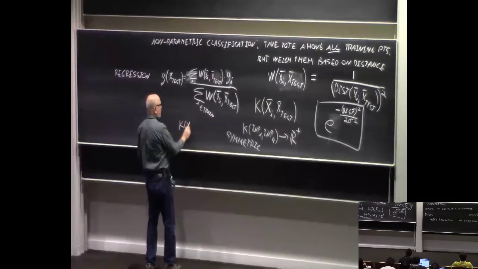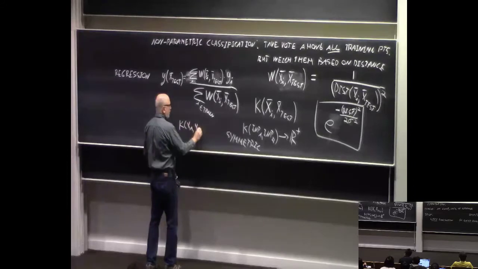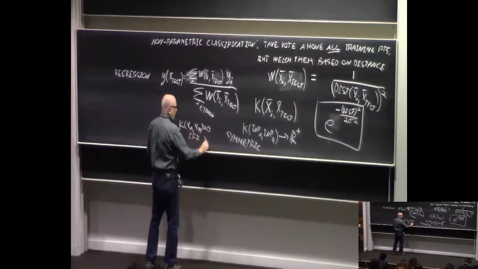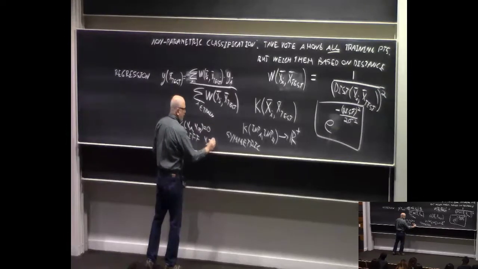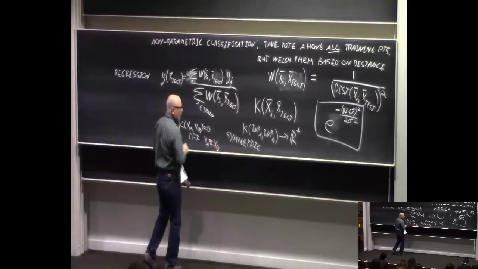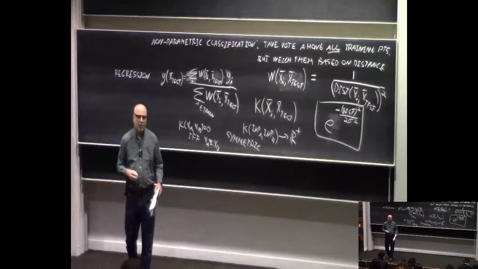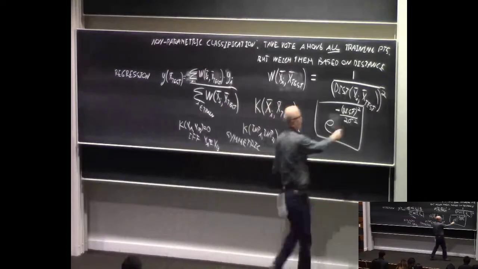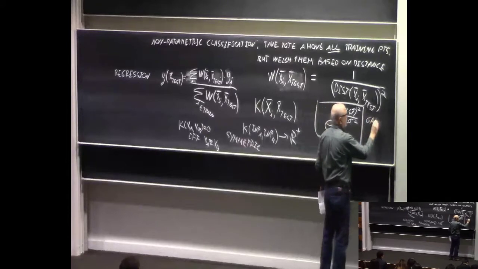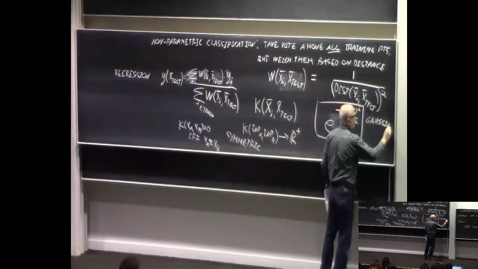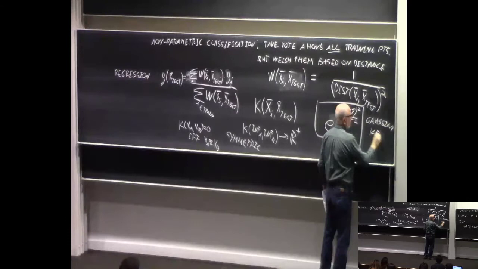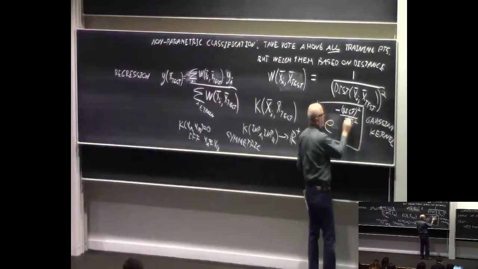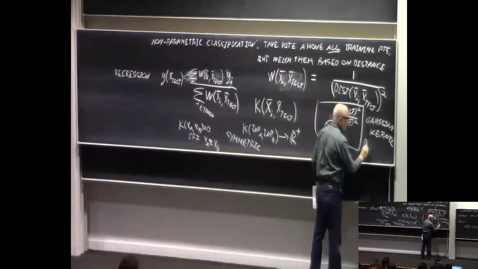K of xA, xB equals zero if and only if xA is xB. Now we can refer to this as a Gaussian kernel. And identify this sigma as the bandwidth of the kernel.